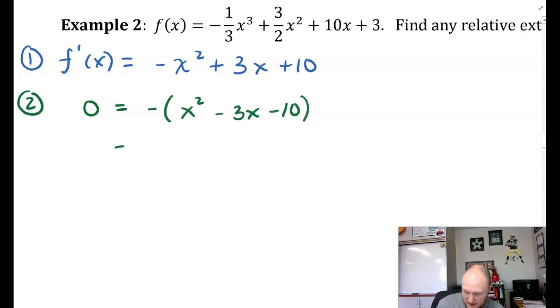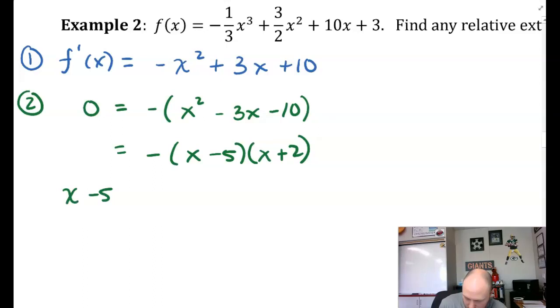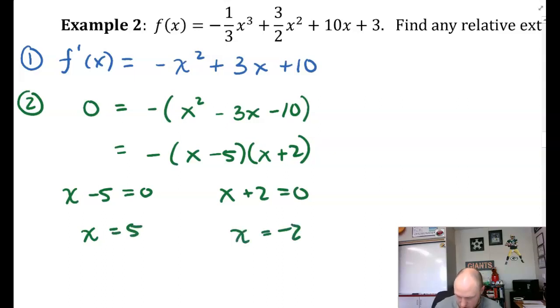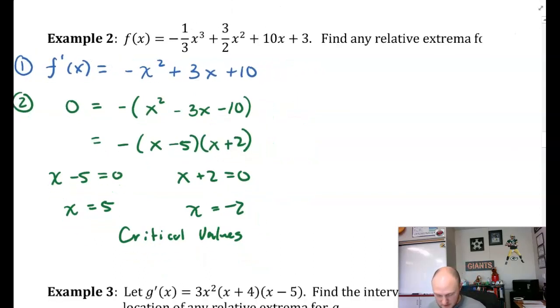And then I'm going to go ahead and factor this, break this down into two binomials. So we have x minus 5, x plus 2. And then I will go ahead and use my zero product property. So x minus 5 equals 0, x plus 2 equals 0, and we get x is equal to 5, x is equal to negative 2. Again, here are the critical values. There's your critical values, okay?